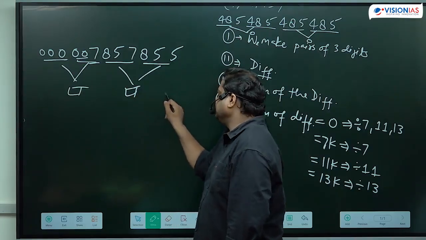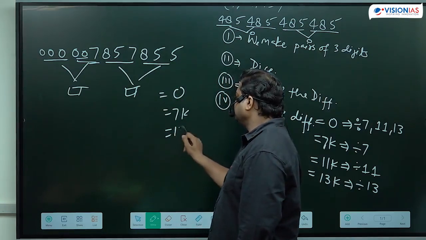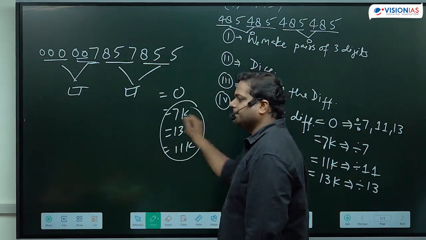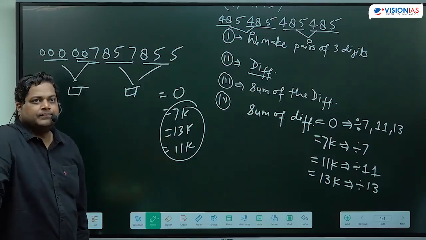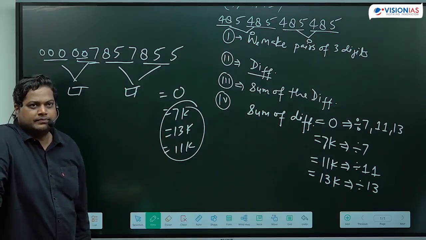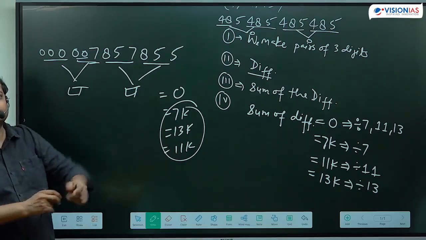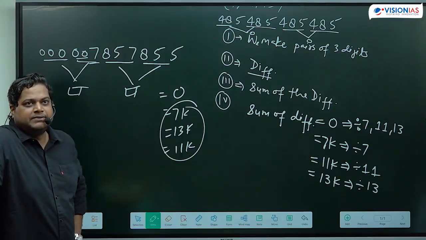Then we'll try to see, is this coming 0 or multiple of 7 or multiple of 13 or multiple of 11. Correct? अच्छा, कुछ नेटवर्क में प्रॉब्लम आ गई.